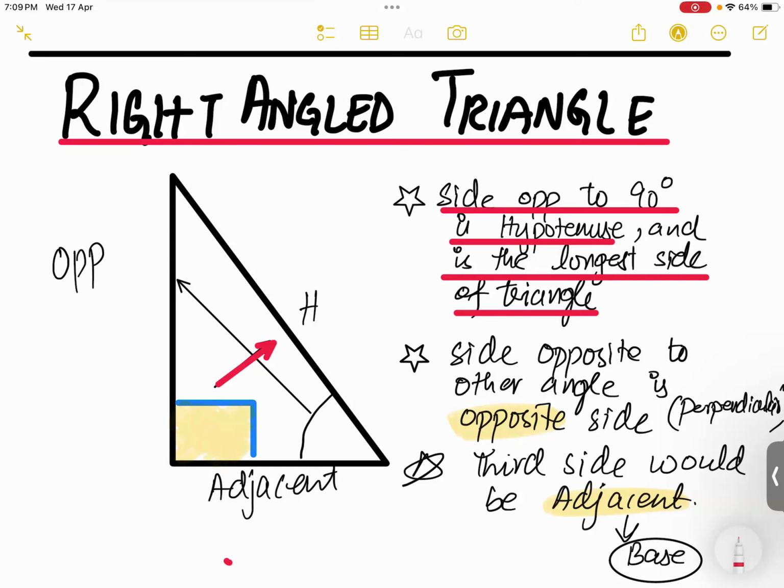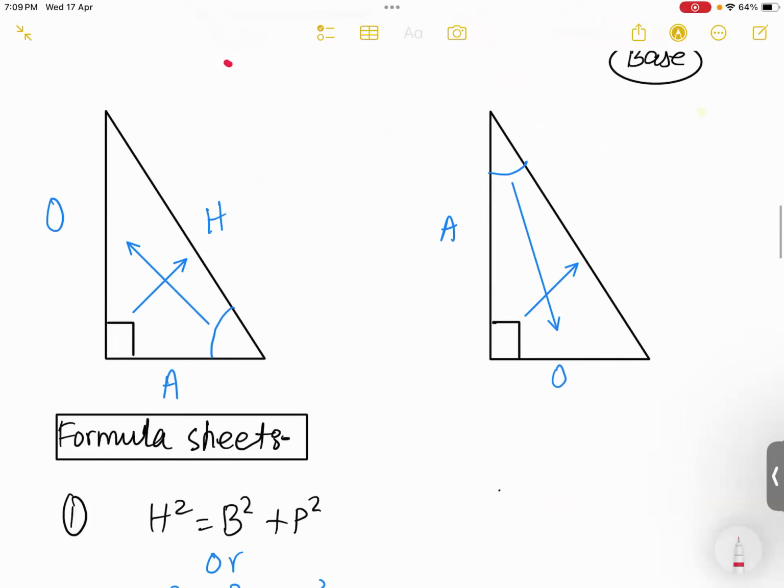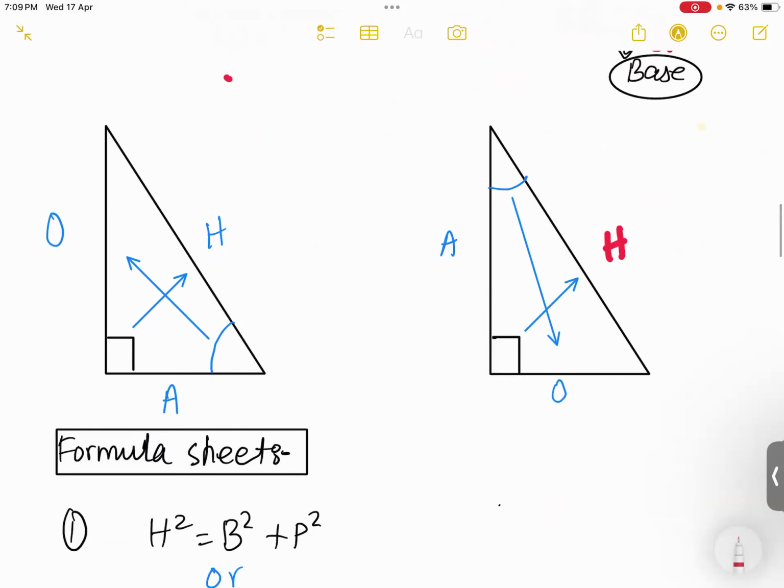You can see that the side opposite to the other angle is the opposite side, and we call it perpendicular as well, because some students use the word opposite instead of perpendicular. And the third side would be adjacent, or we call it the base. That is your choice, whatever name you are using. Look at these two cases. Most students are confused about the perpendicular or opposite thing. So remember that the side opposite to the 90 is hypotenuse. The debate is already over. I hope all of you got this idea.